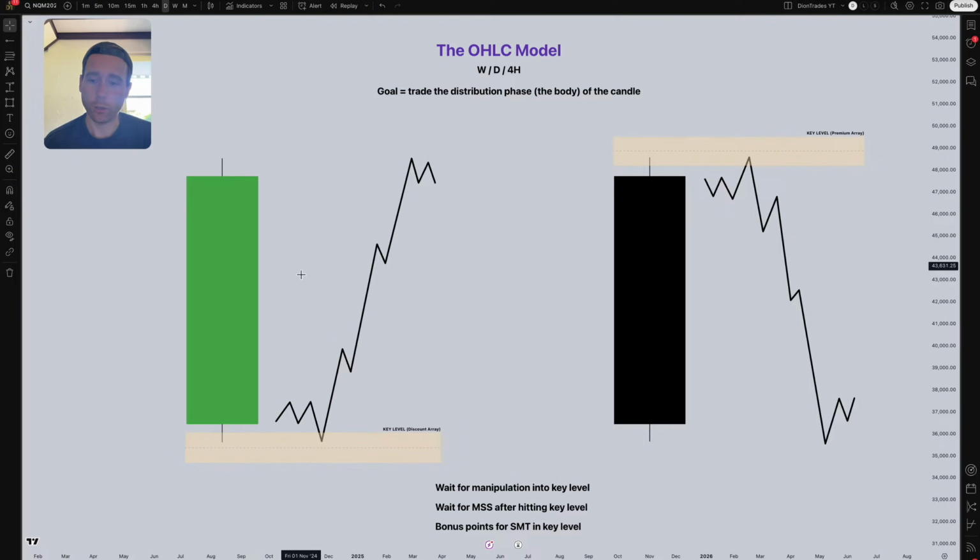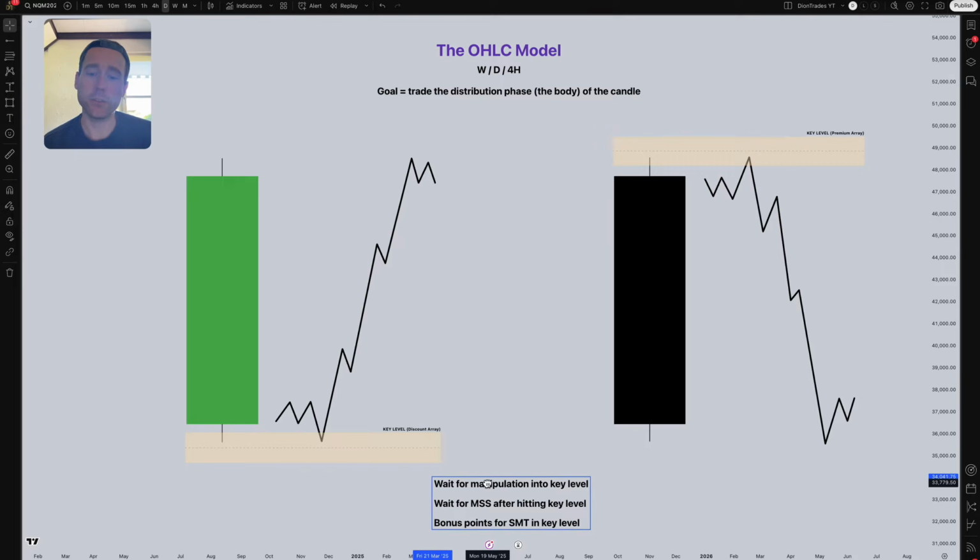So for example, here we have an open of the candle, we have accumulation, then we manipulate, trading lower into a key level, making the low of the candle, and then we displace upwards, starting the distribution of the candle. If you know the classic AMD, this is exactly this. Same for a bearish candle. You have an open, accumulation, we manipulate, creating the high of the candle, and then we distribute lower, creating the low of the candle. And the key here is to wait for manipulation into a key level.